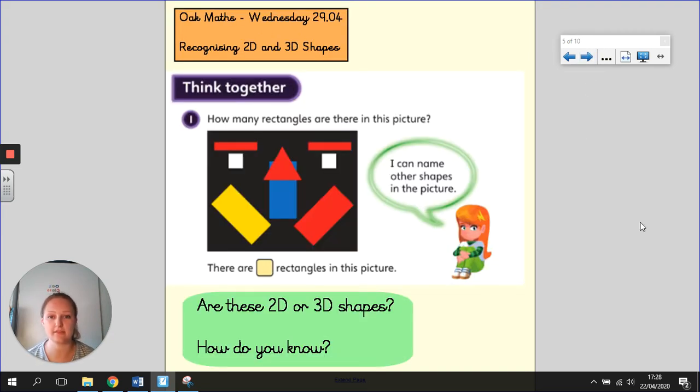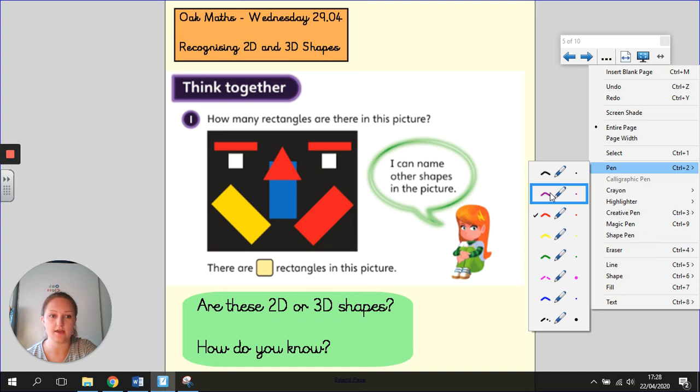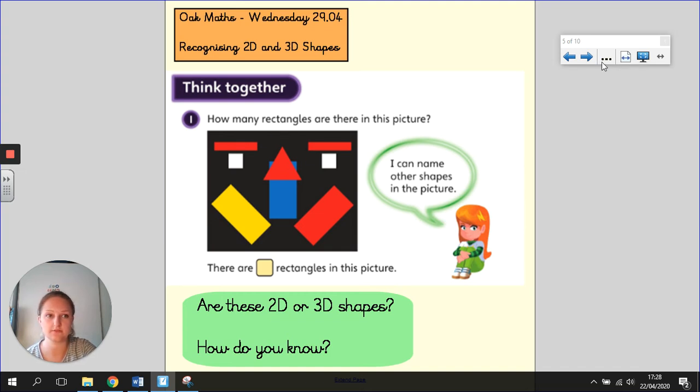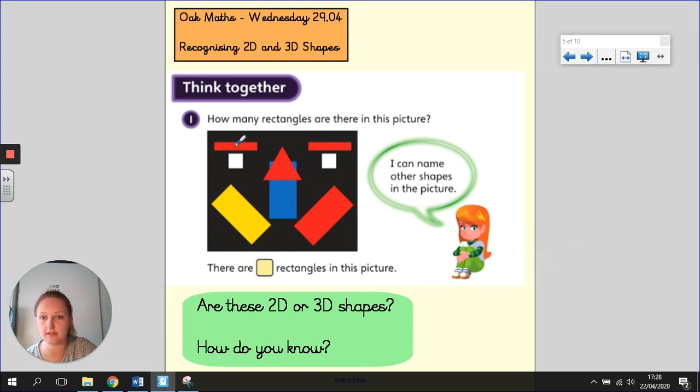Okay, let's have a go at the think together. Nice and easy. How many rectangles are there in this picture? Have a think. I can see, let's do it in a different colour because a lot of them are red. Let's do it in green. I can see 1 rectangle, 2 rectangles, 3 rectangles, 4 rectangles. Can you see another one? See 5 rectangles. That one's being hidden by a square, look.